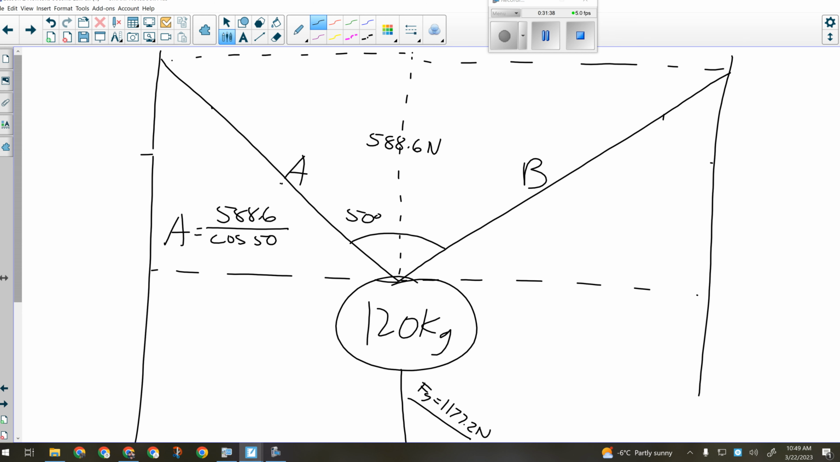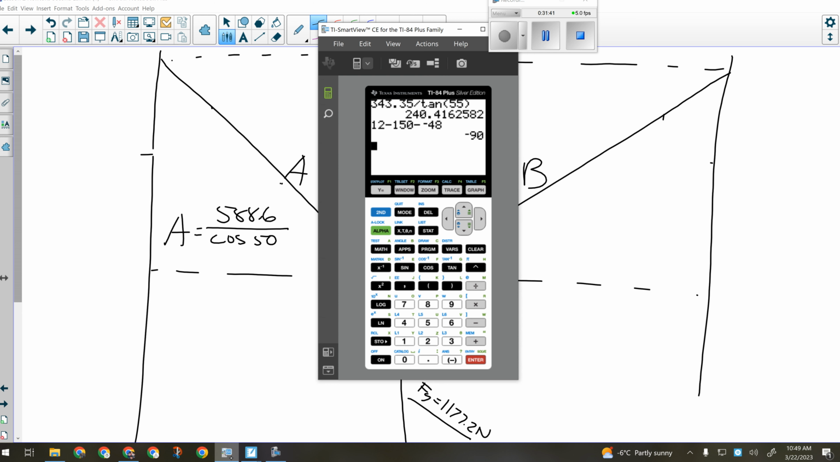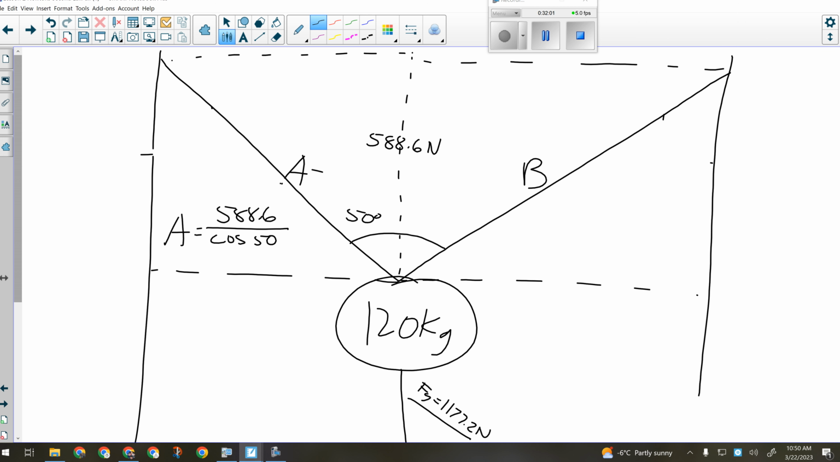So when I do that, we have 3 significant digits because the 100 also had 3. So we're looking at 916 newtons worth of tension in cable A. How much tension is in cable B? Same amount. They're identical. Everything about their triangles is exactly the same.